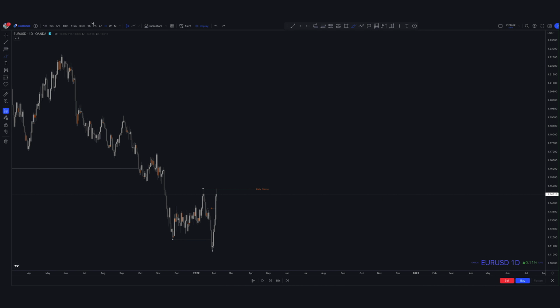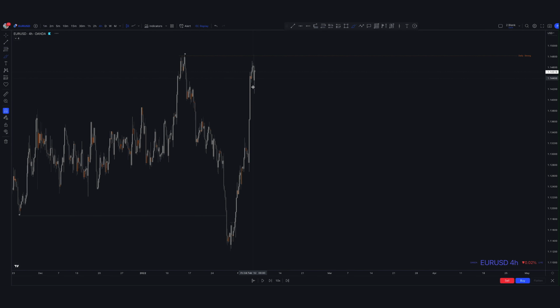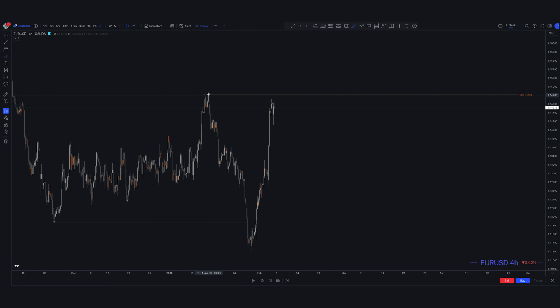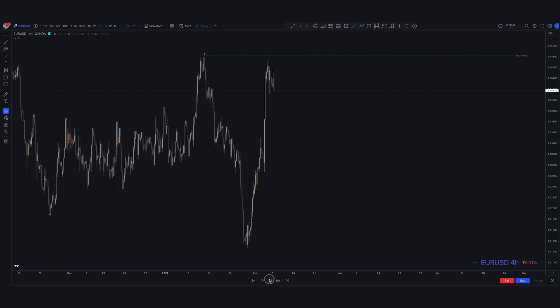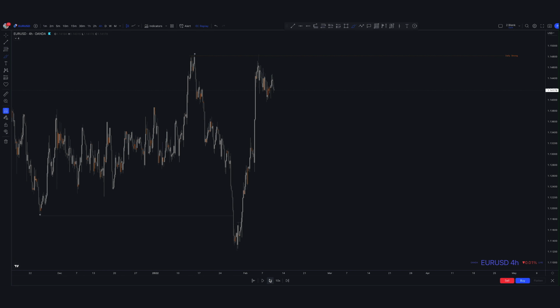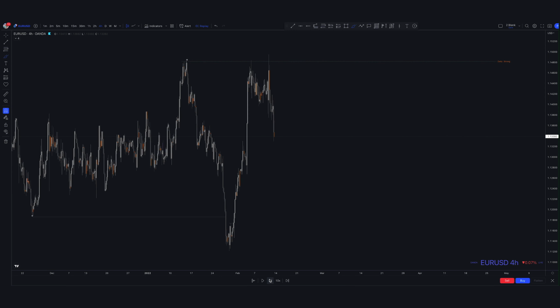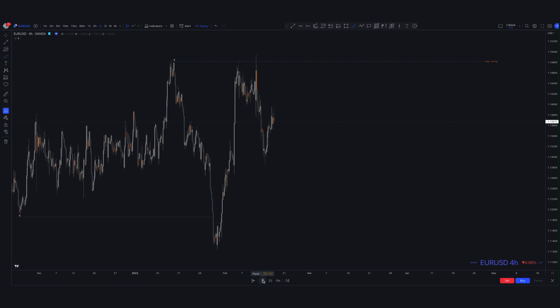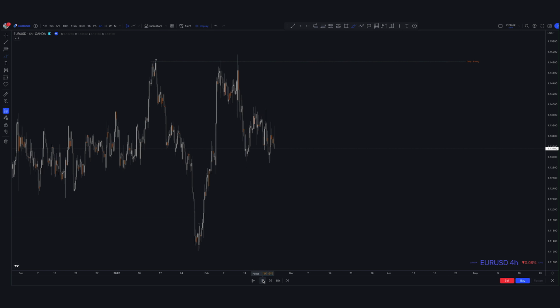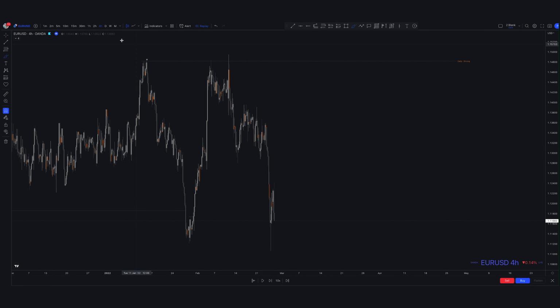Okay, so let's go back there. 4-hour, right? So we're still here. We're still protected because the daily is still that strong daily, which is this orange line here, and so far price just wicked that high and hasn't closed above. So let's continue again. So price continued to push, nothing yet, and then we dive down.